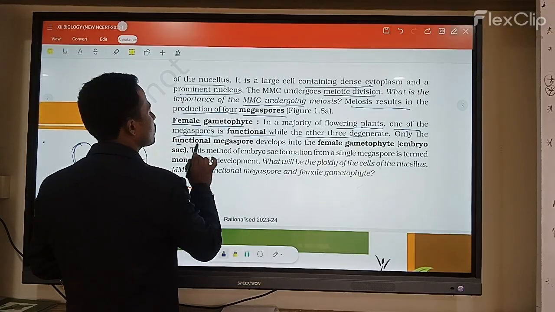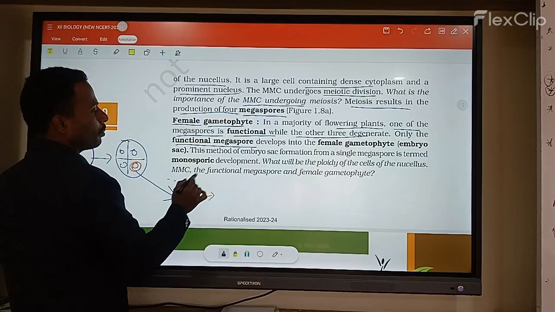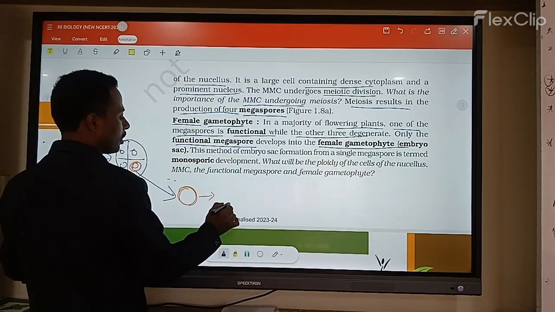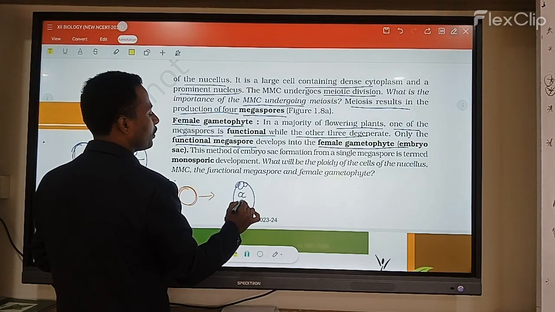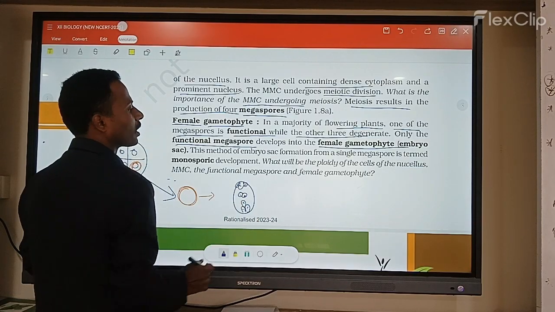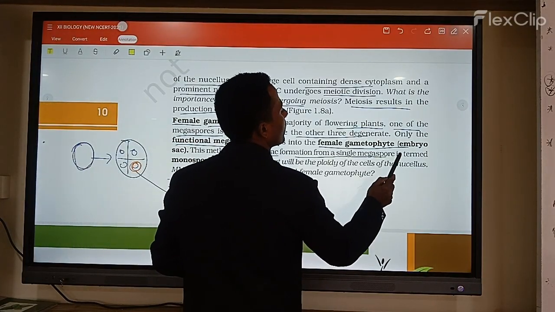In this process, of the megaspores, 3 degenerate and only 1 is the functional megaspore. It develops into the female gametophyte, that is the embryo sac. It develops completely and the embryo sac is formed. The method of embryo sac formation is from a single megaspore.